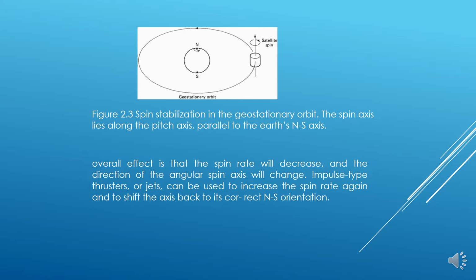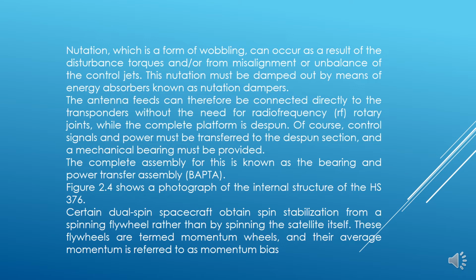The overall effect is that the spin rate will decrease and the direction of the angular spin axis will change. Impulse type thrusters or jets can be used to increase the spin rate again and to shift the axis back to its correct orientation. Nutation, which is a form of wobbling, can occur as a result of the disturbance torques and/or from misalignment or unbalance of the control jets. This nutation must be damped out by means of energy absorbers known as nutation dampers.